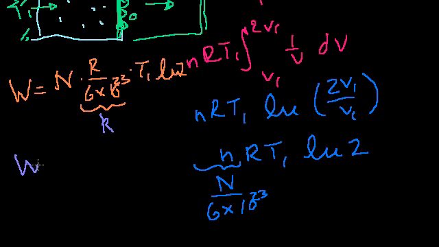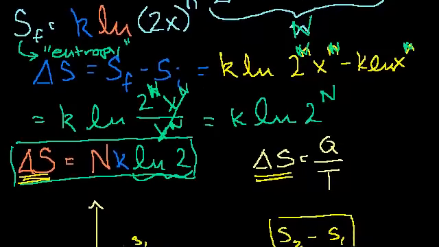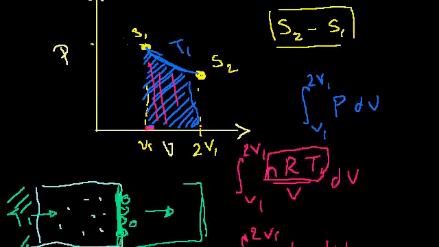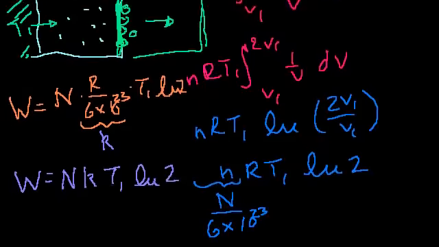So the work we did is equal to the number of particles we had times some new constant. We'll call that Boltzmann's constant. So it's really just R divided by that, times T1 times the natural log of 2. Fair enough. Now, that's only in this situation. The other situation did no work, right? So I can't talk about that system doing any work. But this system did do some work.